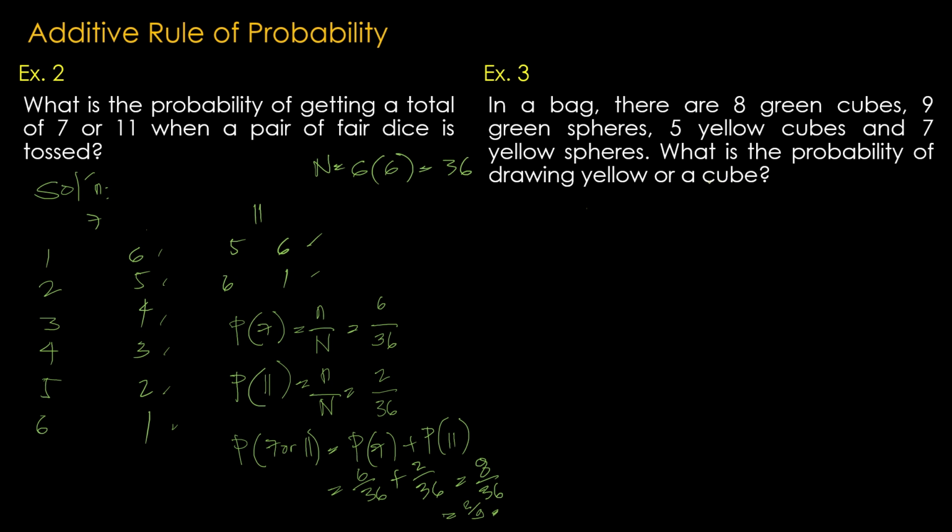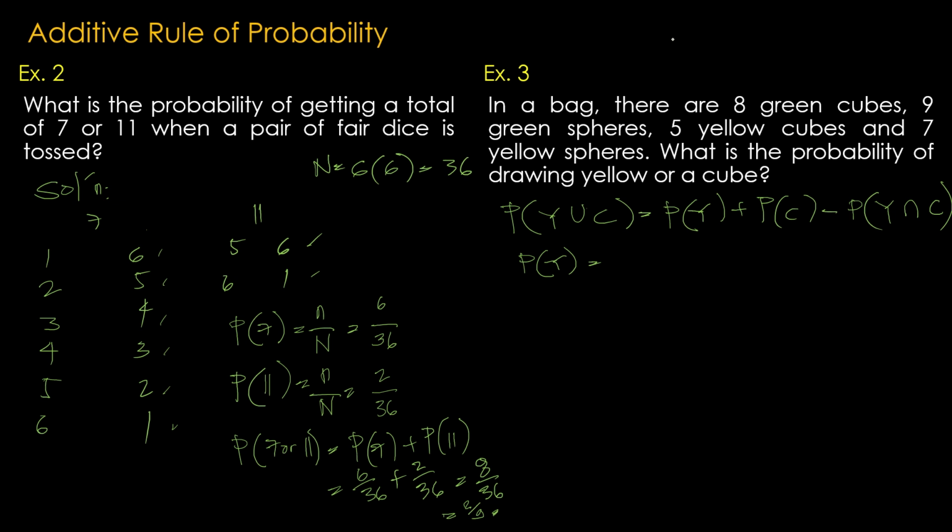So the question is, what is the probability of drawing a yellow or a cube? Similar to example number 2, this is the probability of the union between yellow and cube. From our formula for the additive rule of probability, we can have this as the probability of Y plus the probability of C minus the probability of the intersection between yellow and the cube. Okay, what's the probability of getting yellow?